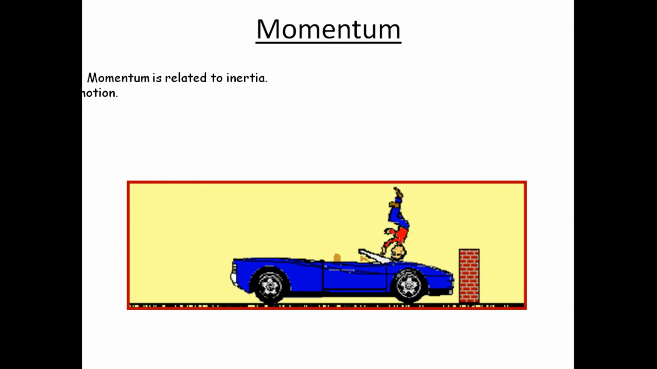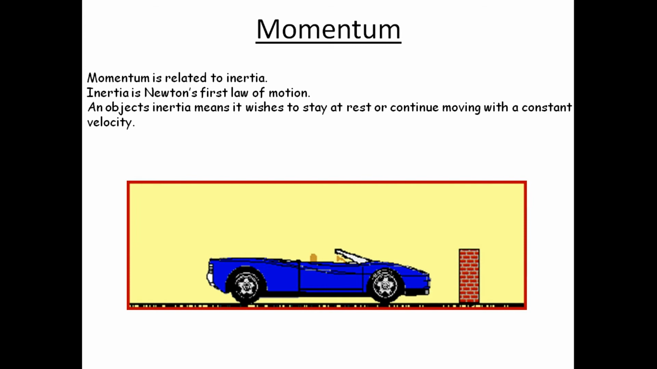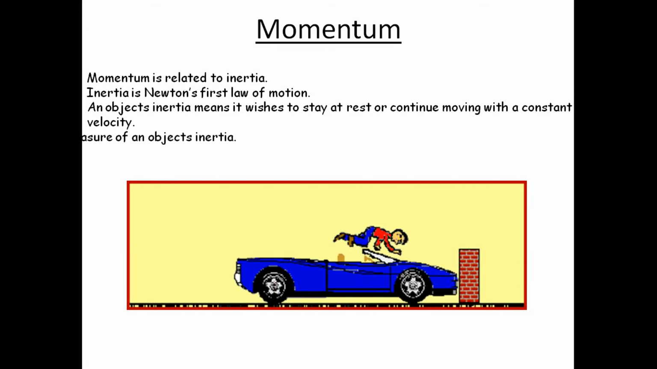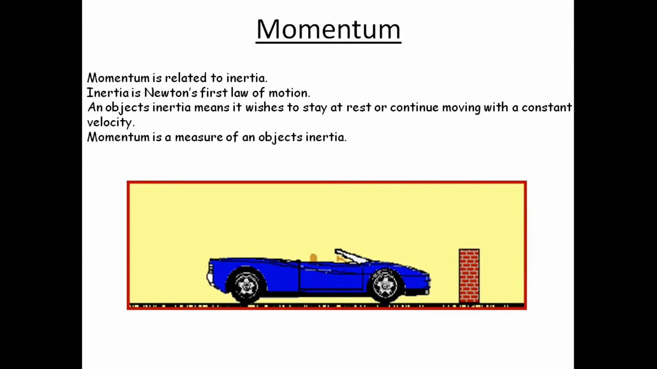Momentum is related to inertia. Inertia is Newton's first law of motion. An object's inertia means it wishes to stay at rest or continue moving with a constant velocity. Momentum is a measure of an object's inertia.